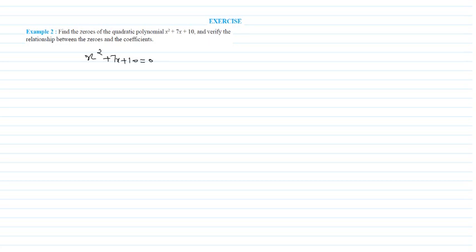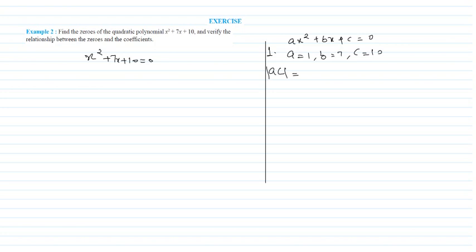and we can solve this equation by factorization. In case of factorization, we have an algorithm. In step 1, we first compare the equation with the standard quadratic equation and get the values of the coefficients. Here a is equal to 1, b is equal to 7, and c is equal to 10. So the first step is to get the value of mod AC, and the mod AC here is 10.